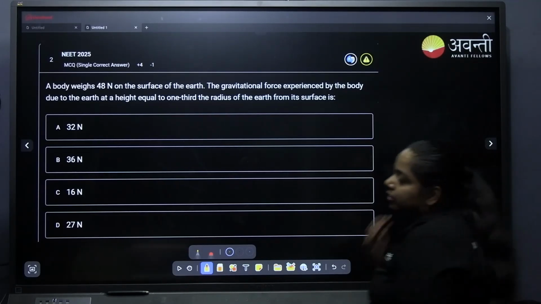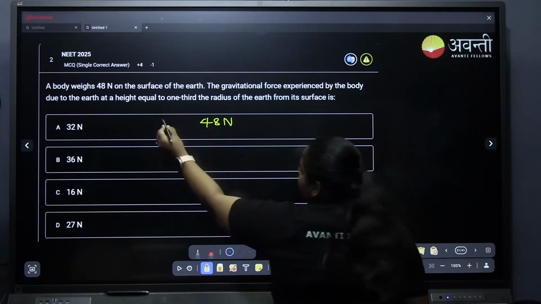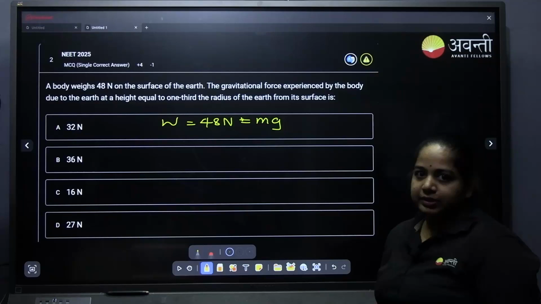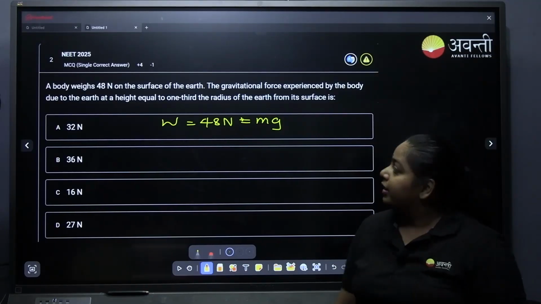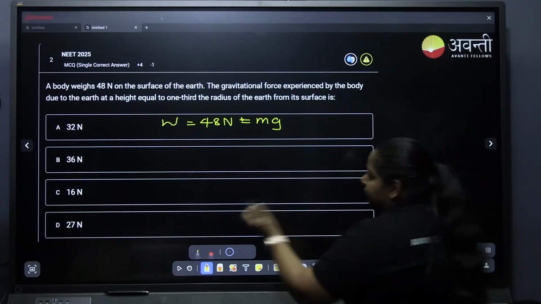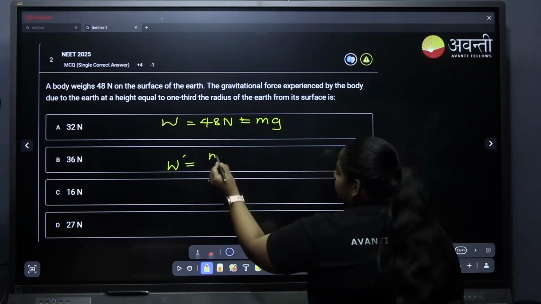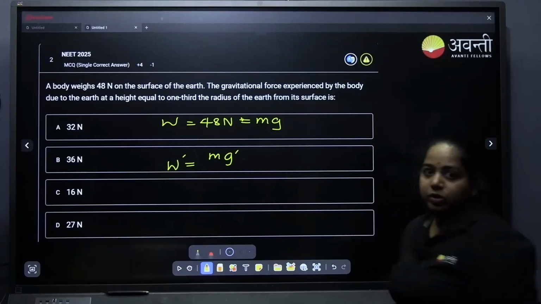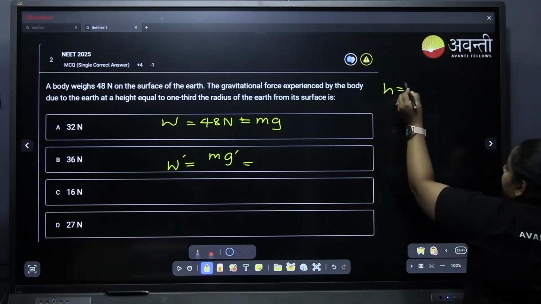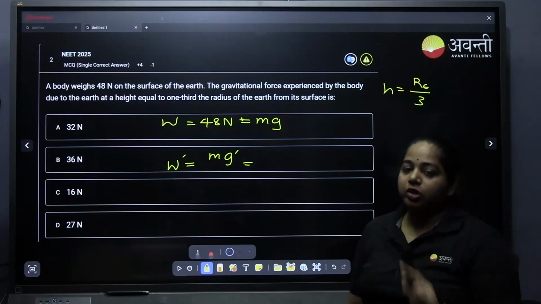Okay. So here weight is equal to 48 Newton. Okay. How are we getting that? That is equal to m into g at the surface. Now we have to find weight at 1/3 height of Earth's radius from Earth. So that new weight will be equal to, as I told you, m into new g, or g at h height. Since here h is given as RE by 3, it is comparable to radius of Earth. It is not very small.